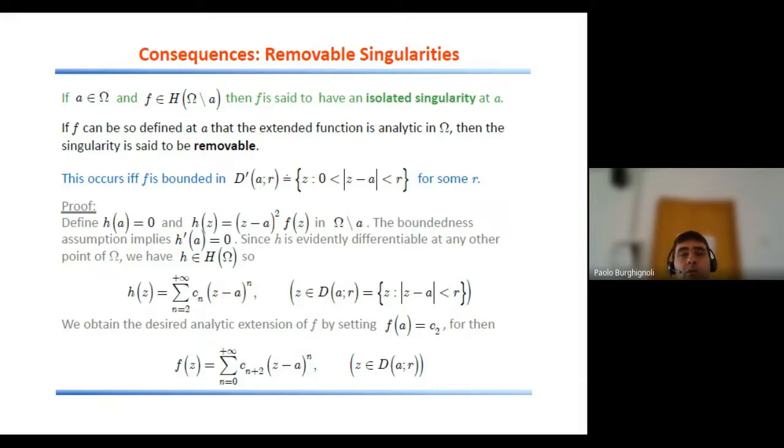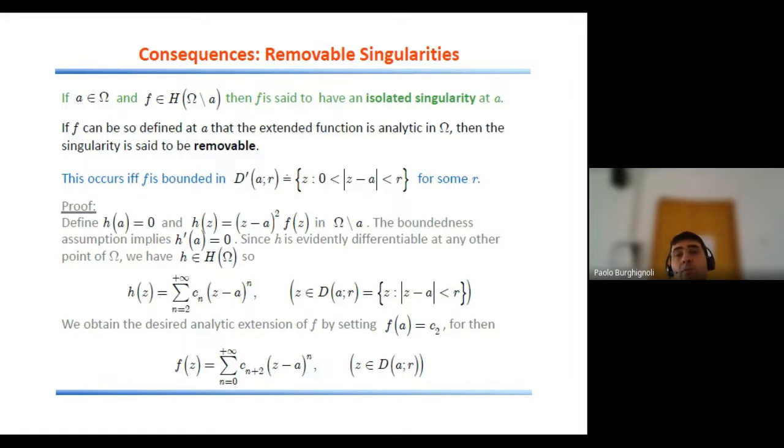Now, this actually occurs if and only if the function f is bounded in a neighborhood of the isolated singularity. So if it is bounded in a disk, we call it a punctured disk, so the disk without its center. So the locus of all points in the complex plane whose distance from the point A in this case is strictly between 0 and r. So they are the interior points of a disk with the exception of the center of the disk itself.